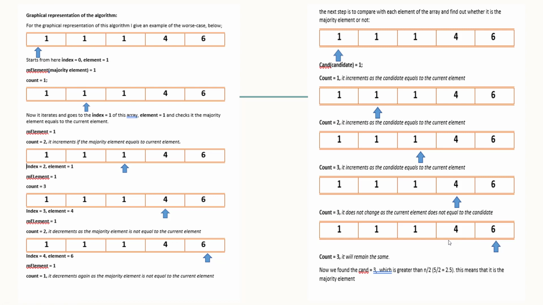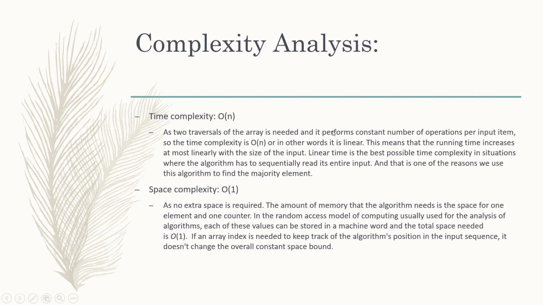of the elements. So the candidate number that we found in the previous part of the algorithm, the first loop, is the majority element. And in the second loop, we confirmed that it is the majority element. Okay, so now let's go to the complexity analysis of this algorithm.